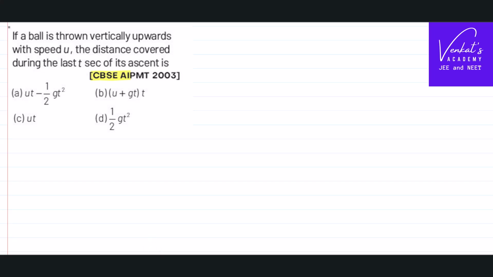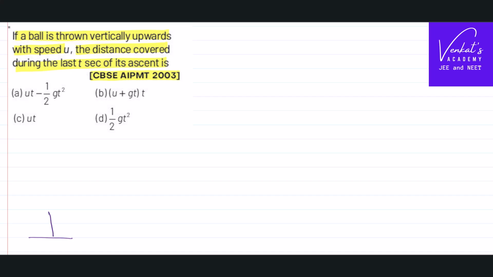This is an AIPMT 2003 question from one-dimensional motion. The problem is like this: if a ball is thrown vertically upward with a speed u, the distance covered during the last t seconds of its ascent is how much? That's the question, right? Let's try to visualize what it means.